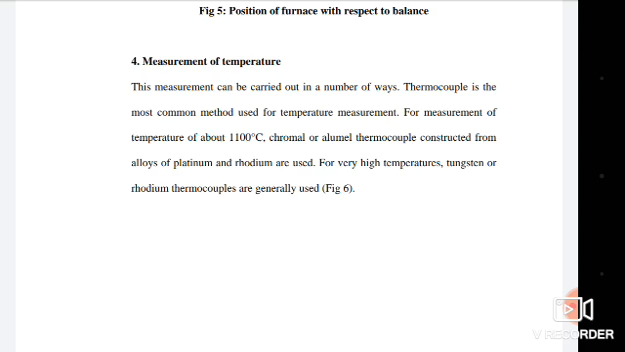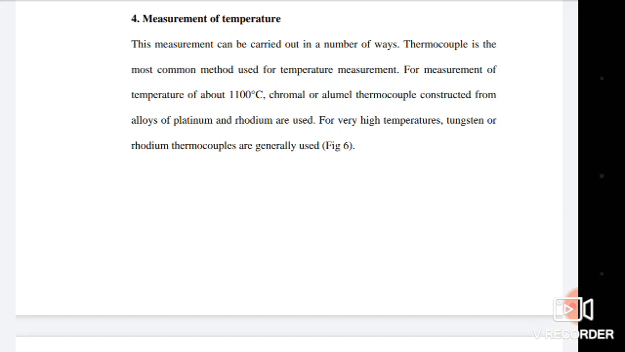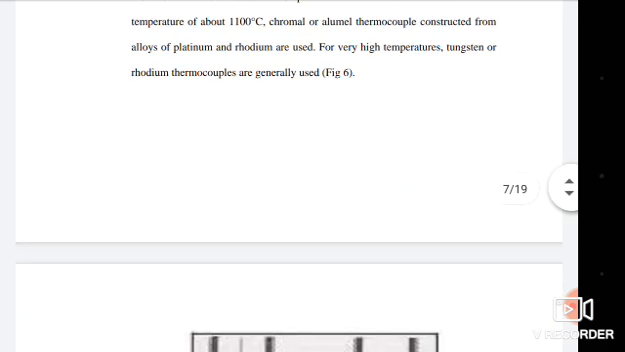For the measurement of temperatures up to about 1100 degrees Celsius, chromel or alumel thermocouples, or thermocouples constructed from alloys of platinum and rhodium, are used. For very high temperatures, tungsten or rhenium thermocouples are generally used.